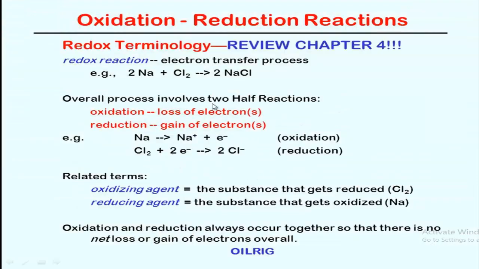Follow the example. When sodium reacts with chlorine, it produces sodium chloride. We have seen sodium is oxidized and chlorine is reduced. So sodium converting into sodium ion is the oxidation half reaction, and chlorine converting into chloride ion is the reduction half reaction. And sodium is the reducing agent and chlorine is the oxidizing agent.